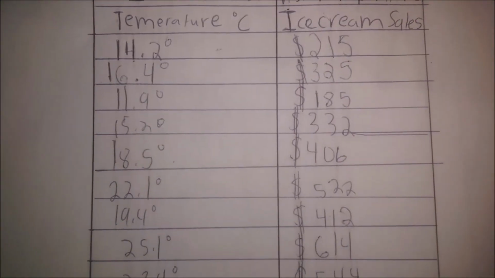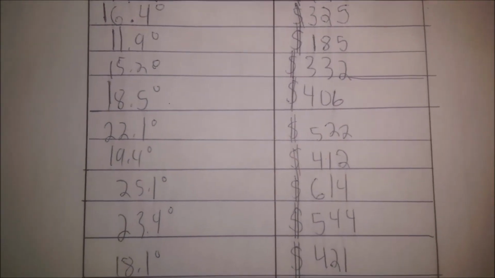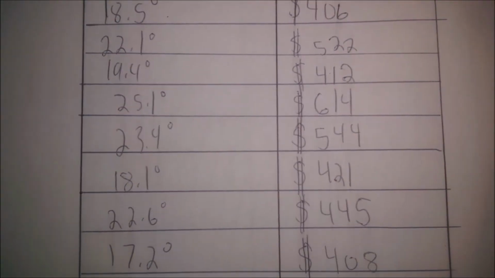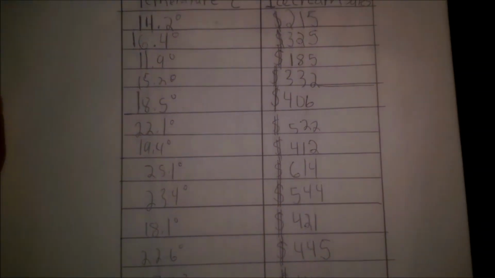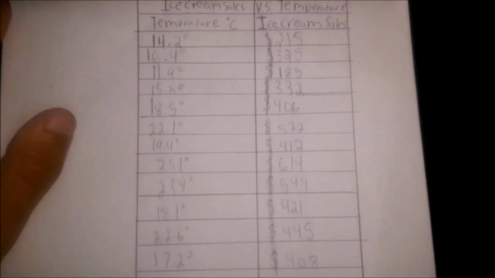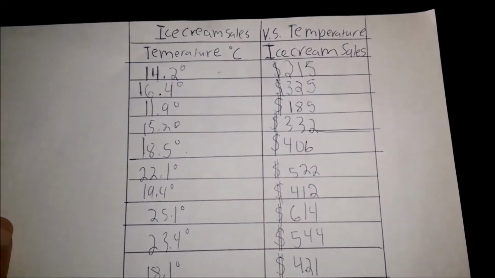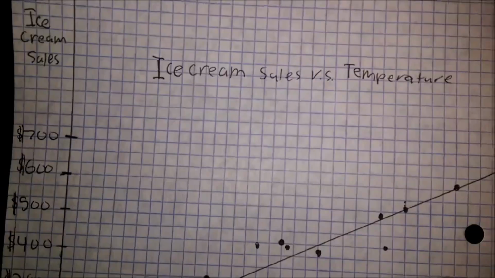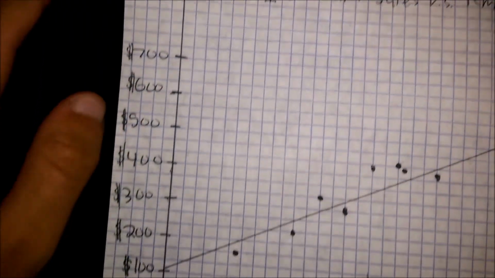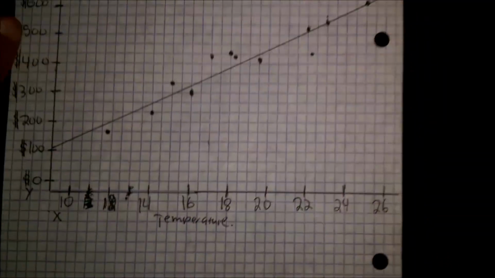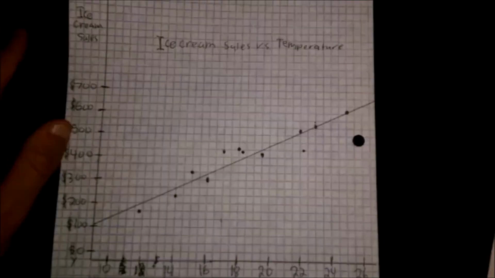For our scatter plot, I picked ice cream sales versus temperature. Temperature is represented by Celsius and ice cream sales is represented by dollars. On the graph, the title says ice cream sales versus temperature as correlating to the graph. The y-axis is where the dollars are located and the x-axis is the temperature.